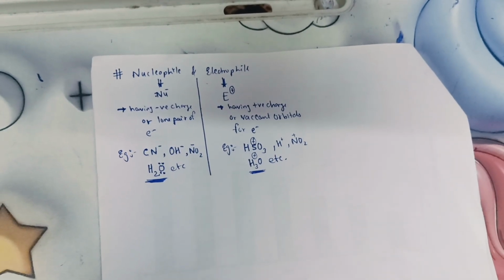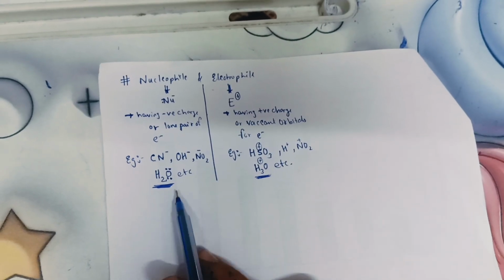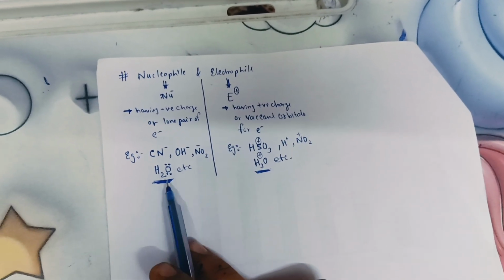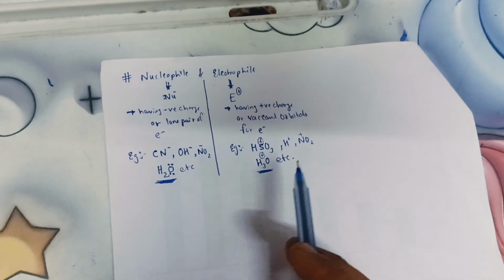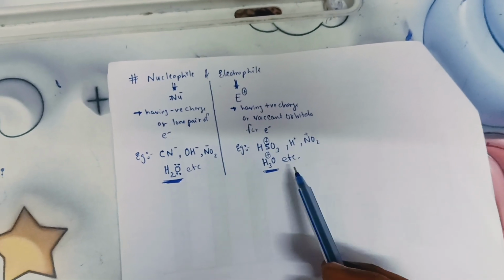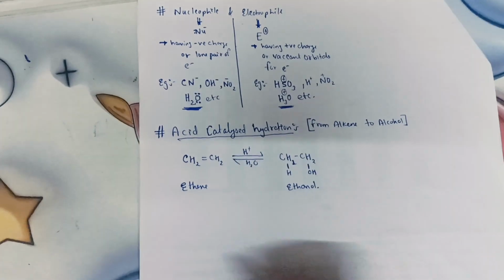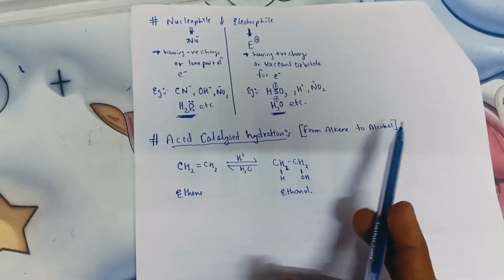Examples of some nucleophiles are CN minus, OH minus, and NO2 minus, and H2O is also a nucleophile because it contains a lone pair of electrons. Examples of electrophiles are HSO3 plus, H plus, NO2 plus, and H3O plus, etc. These two, remember, are involved in acid-catalyzed hydration from alkene to alcohol.